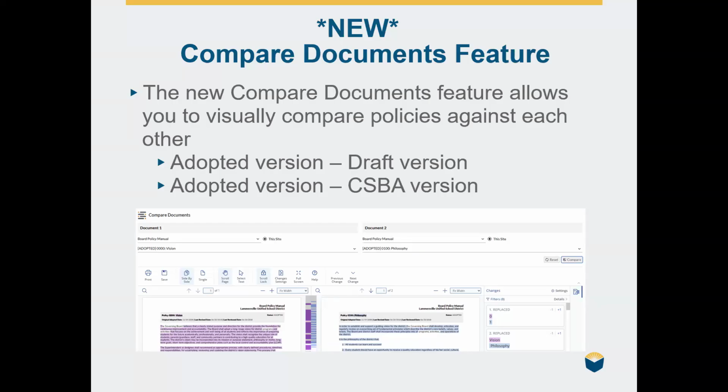So you can compare adopted versions to draft versions. You can compare adopted versions to the new CSBA version. And you can see slightly in the screenshot here that it marks different changes with purple and blue. So we can see there's some purple marks and some blue marks. And we can see at the top of the screenshot the document 1 and document 2. So you can select the documents to compare. And that makes those changes there for you to visually see. So that is the new feature, and we are excited about it.